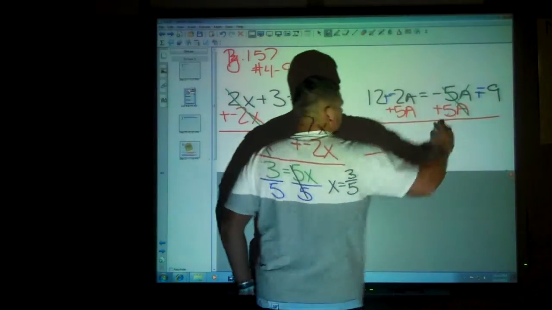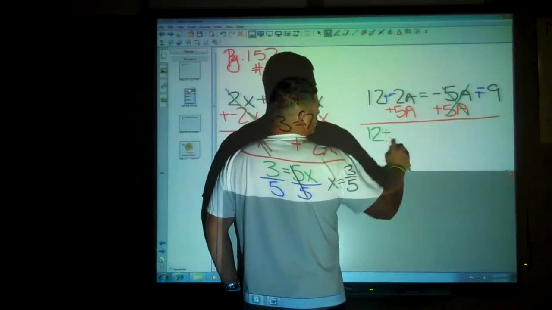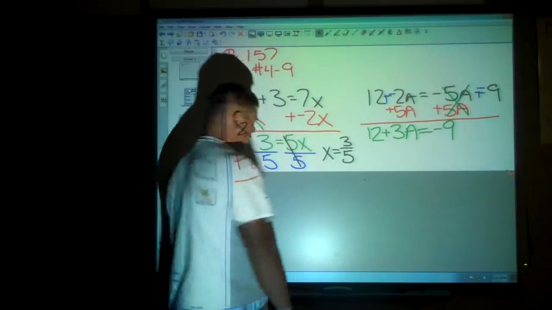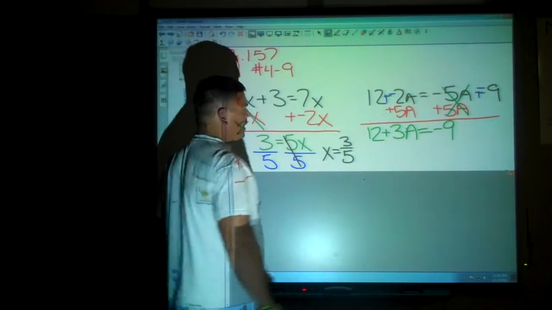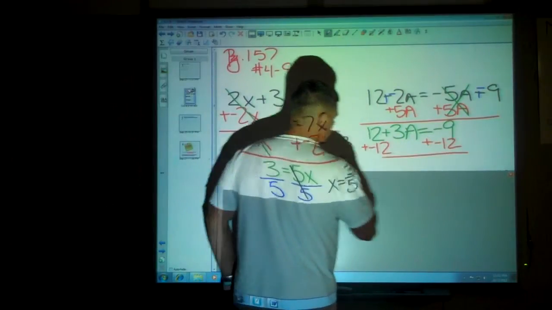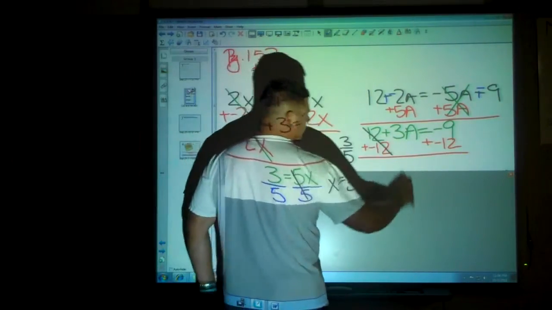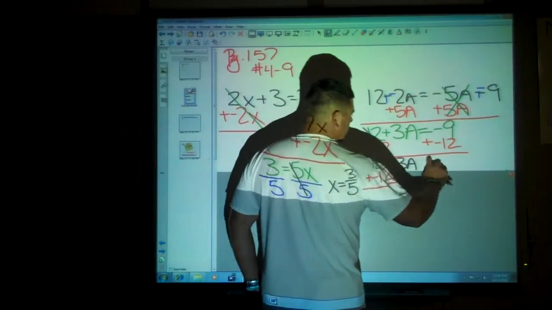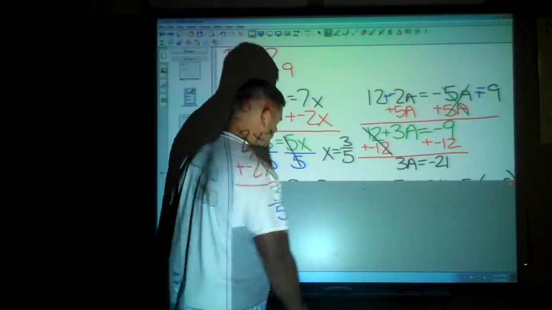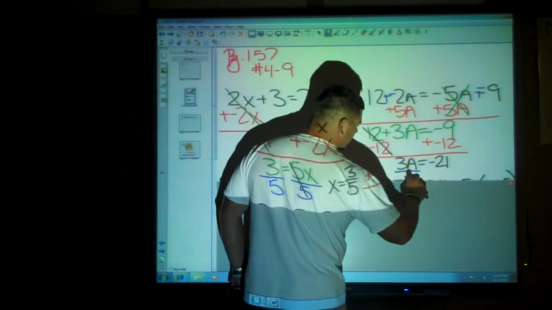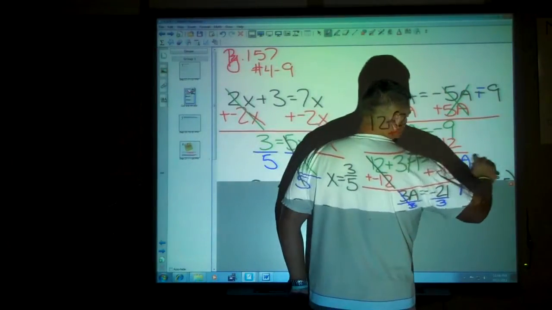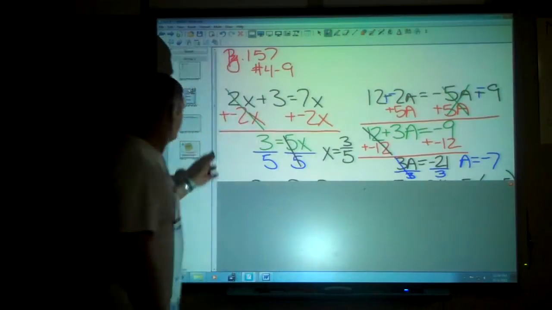So I cancel those out and I now have 12 plus 3a is equal to negative 9. And since I moved all the a's to the left, the stuff without a's, which would be right here, plus negative 12, has to go right. Now left with 3a is equal to negative 21 because negatives plus negatives makes more negatives. We divide both sides by 3, and a negative divided by a positive makes a negative 7.